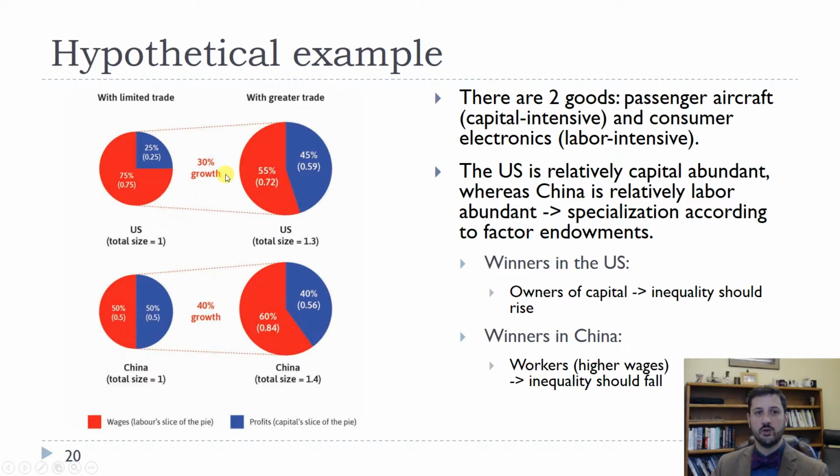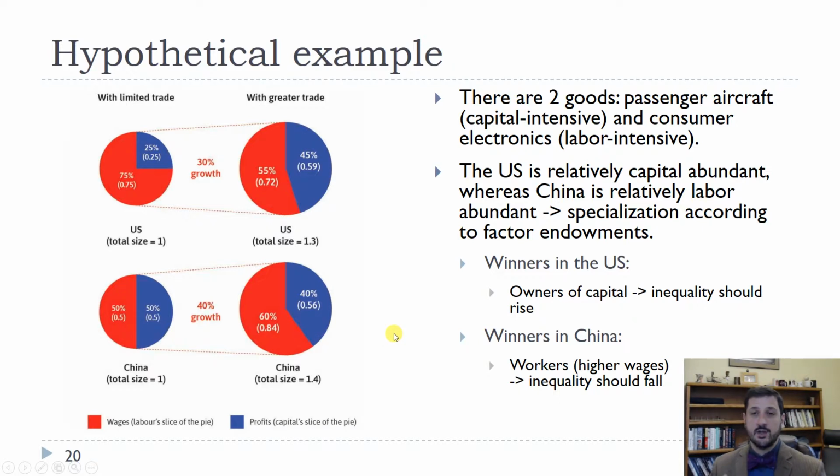So now not only are they getting less percentage of the pie, 55% instead of 75%, but now their actual absolute real wage has shrunk from 0.75 to 0.72. Whereas for both workers and capitalists in China, they've both benefited. So the capitalists have gone from 50% to 40%, but their absolute share has grown from 0.5 to 0.56. And workers have gone from 50% to 60%, and they've gone from 0.5 to 0.84.